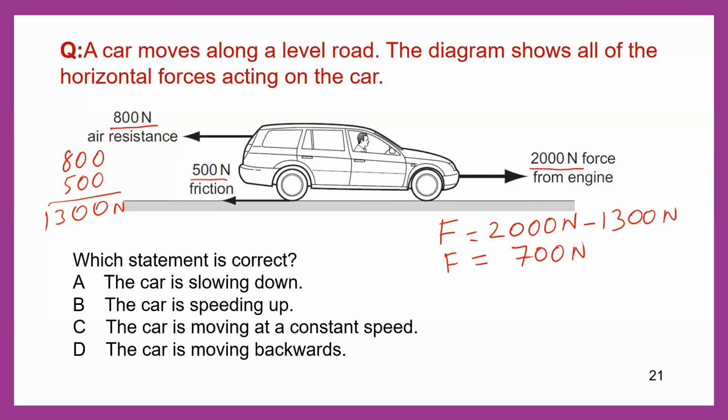The car is slowing down. The car is speeding up. The car is moving at a constant speed. The car is moving backwards. So if you look at the first option, the car is slowing down. No, that's not the case, because there is a resultant force and the car is speeding up. The car is speeding up, that is the correct answer. C, the car is moving at a constant speed. No, the forces are unbalanced, so that is not the option. The car is moving backward. That is not possible even. So our answer is B in this case.